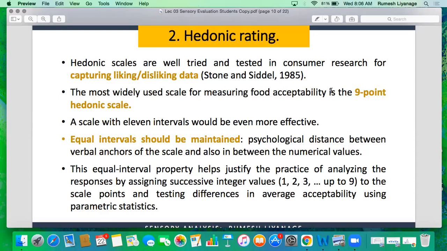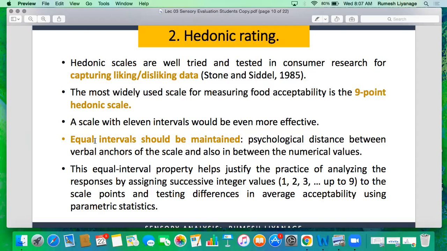Still, can't you understand any similarity between these numbers? Right? Still, I'm asking the question. So you have a chance to answer. A scale with 11 intervals would be even more effective. So now frequently we use 9-point hedonic scales, but 11 point is the most effective one. But if there are more numbers, it is difficult. In your A levels, you have 4 answers in your MCQ paper, but in university, they have 5 answers. So you know the difficulty. Likewise, here the 9-point hedonic scale and 11-point hedonic scale. Basically, we use 9, but 11 is the most effective one.